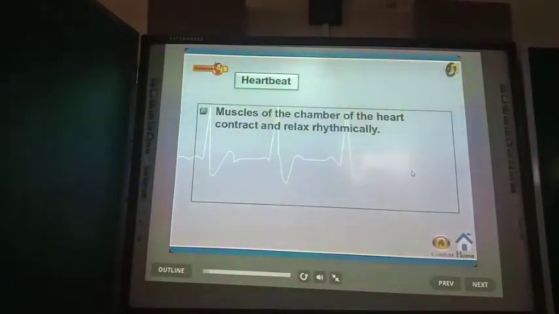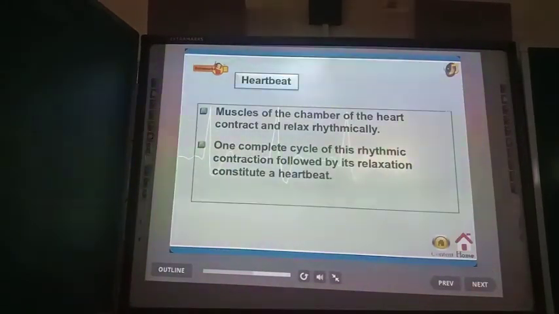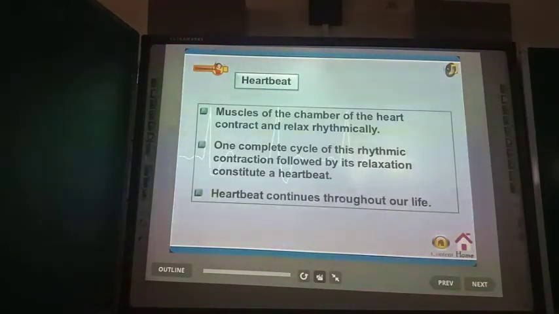You must be aware of a heartbeat, but do you know how it is produced? Muscles of the chamber of the heart contract and relax rhythmically. One complete cycle of this rhythmic contraction, followed by its relaxation, constitute a single heartbeat. Heartbeat continues throughout our life.